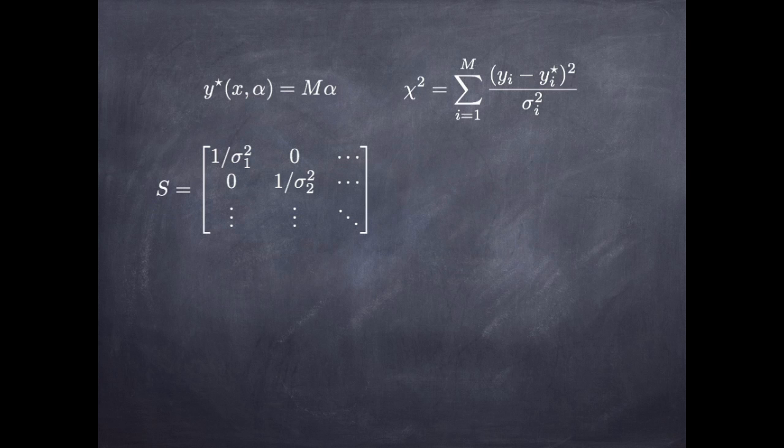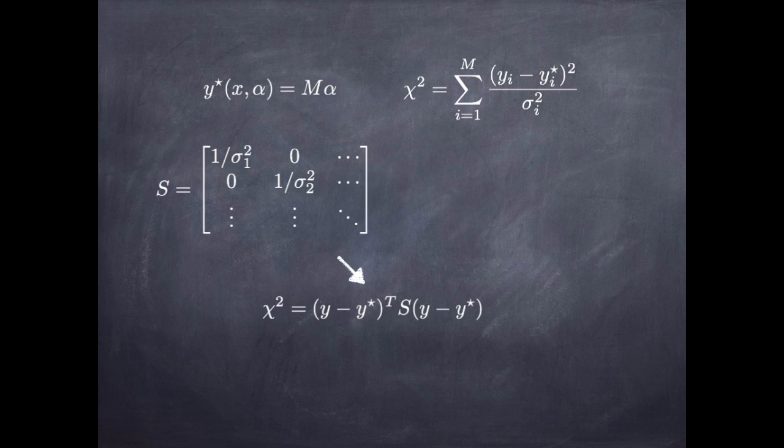So the S matrix is just a diagonal matrix that has 1 over sigma squared for each of the data points. And notice that sigma is not a constant, but each data point can be different. Okay? So then I can rewrite chi-squared as (y minus y star) transpose times S times (y minus y star).